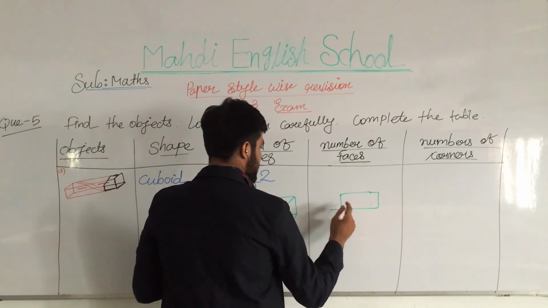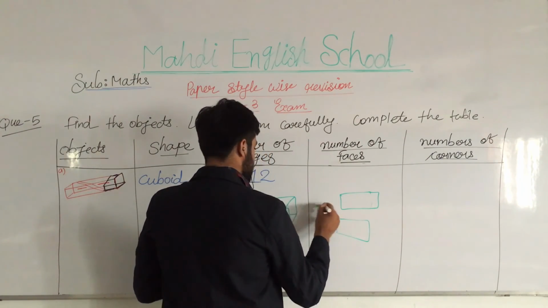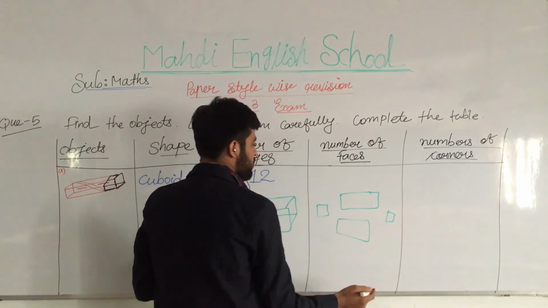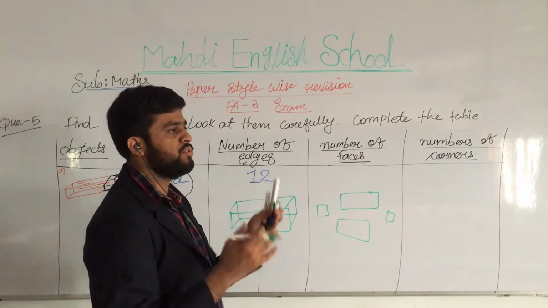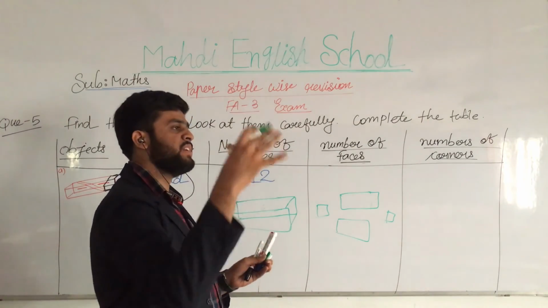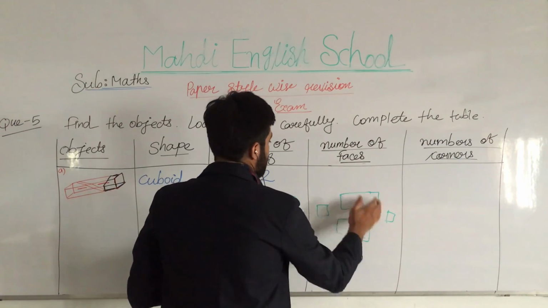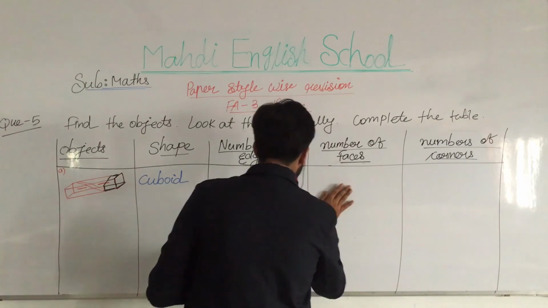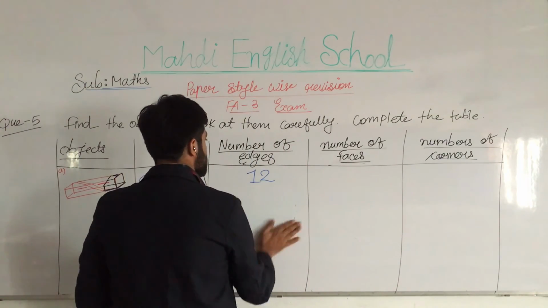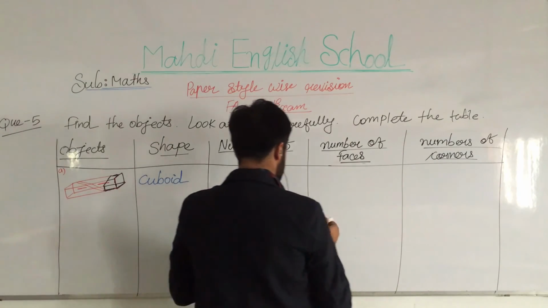Then after 2, then after 3, then after 4. Add 1, 2, 3, 4. Okay, and upside in this way means 6 totally: 1, 2, 3, 4, 5, and 6. But my point, my dear students, we are going to count like that, 6 faces. How many faces? 6 faces.